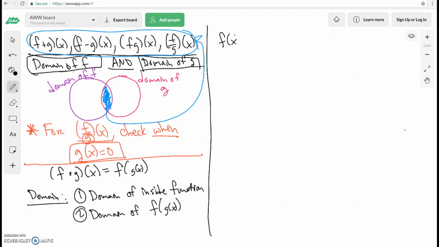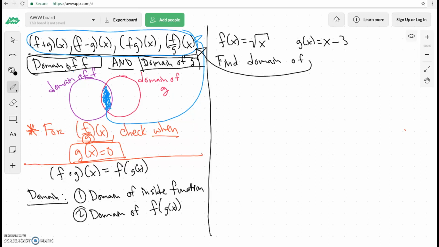So let's say we have f of x equals, I don't know, square root of x. And let's say g of x is equal to x minus 3. Okay, so let's say those were my two functions. And what I'm interested in is finding the domain of all of these functions. I'm not going to write them down. So f plus g, f minus g, f times g, and f divided by g. Okay, so we're going to find the domain of all of those.